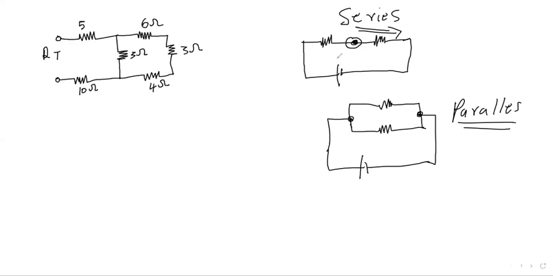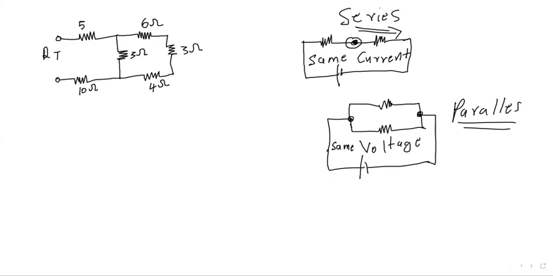When resistors are connected in series, they share the same current. So the current is the same when the resistors are connected in series. And when resistors are connected in parallel, the voltage is the same. So that means here the voltage is the same and here the current is the same. That's the difference between series and parallel connection.